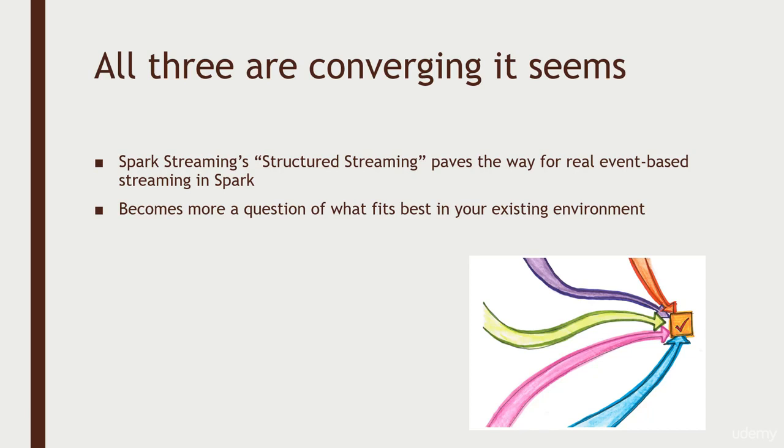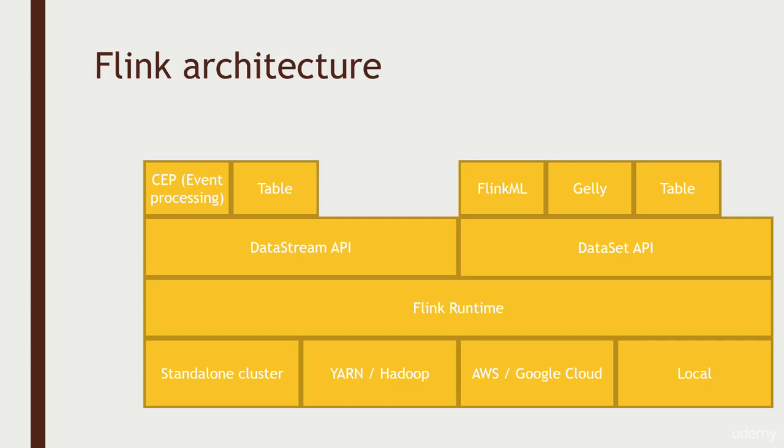However, like I said, all three of those solutions do seem to be converging in terms of feature sets. Structured streaming at least paves the way for real event-based streaming in Spark Streaming. So at the end of the day, it's going to become more of a question of what best fits into your existing environment. What sort of connectors exist for your streaming solution, and how does that interact with your existing streaming data sources and where you want to store this data ultimately. So a lot of times it just comes down to what options are available to me for connecting the dots, given the dots that I have, right?